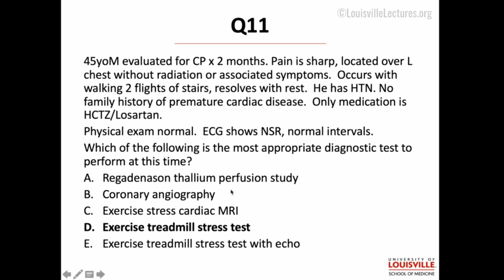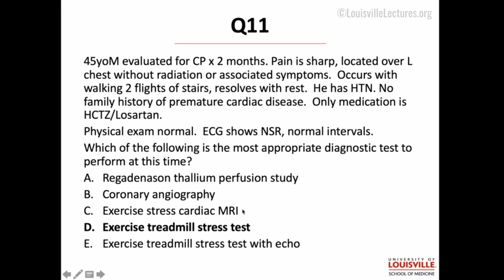You would not go straight for angiography because this is very stable and because he is sort of intermediate pretest probability, so a stress test will give you good information. You could do a nuclear test with regadenoson, a vasodilator, but you prefer for this gentleman to exercise. You want the physiologic information to see what happens and can you mimic the pain he gets when he walks 2 flights of stairs.